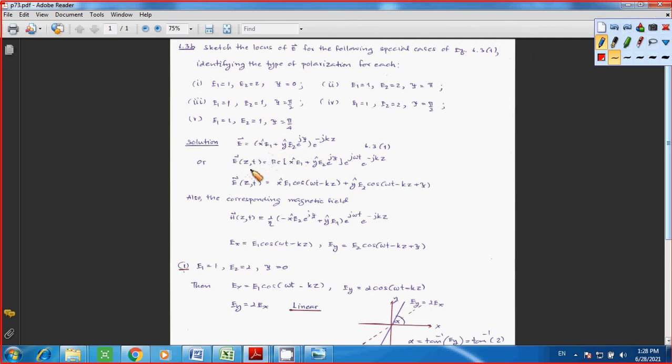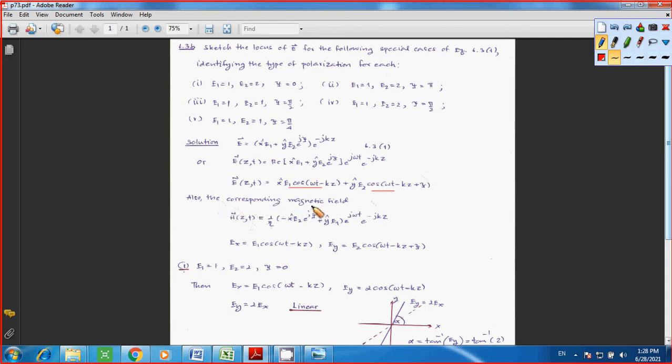Or your electric field, in terms of Z and t, actually equals the real part of the expression with the exponential of J omega t. Your EX component is going to be E1 cosine omega t minus KZ, and the EY component is going to be E2 cosine omega t minus KZ plus psi. That's the phase difference.